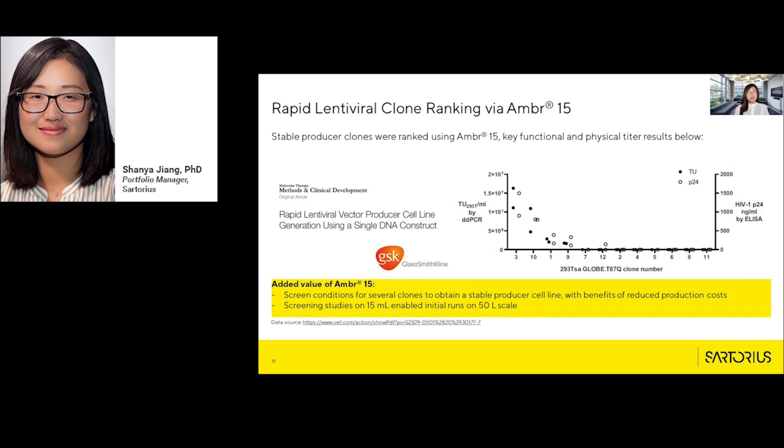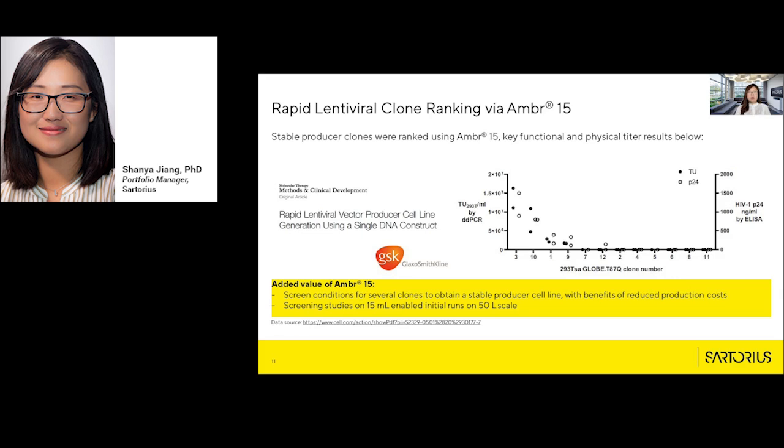The functional titer of the highest expressing clone, clone number 3, was more than 1.5 times 10 to the 7 transducing units per ml. EMBER-15 facilitated screening conditions for 12 clones to obtain a stable producer cell line in parallel, with the benefits of reduced production costs since the experiment was run at 15 ml scale. Furthermore, the screening studies on EMBER-15 enabled initial runs on 50-liter scale in single-use stir tank bioreactors, suggesting this process was transferable from 15 ml to 50 liter.